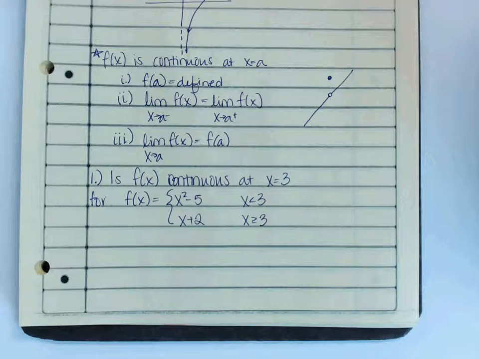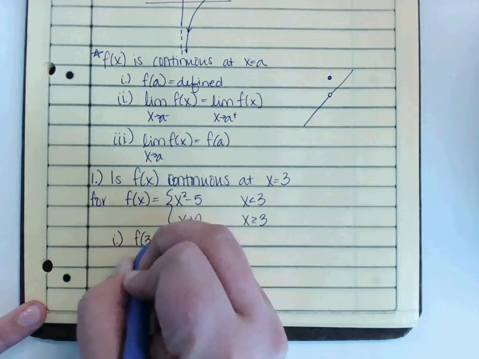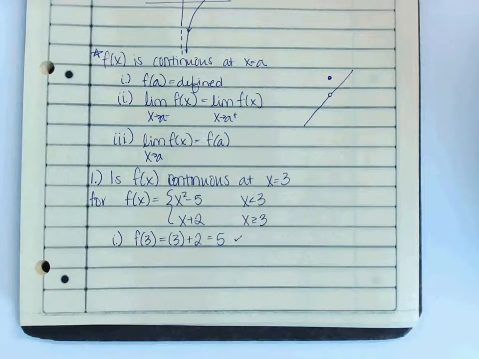The first one, you check the y value. You are plugging in your value to the part that includes that number. So, for example, if I want f of 3, that's step 1. F of 3, would I plug in top or bottom? Nope, that's for a limit. Bottom. Where do I include 3? Equal to. So f of 3 equals 3 plus 2, which is 5. Do I have a y value? Check. My y value is 5.